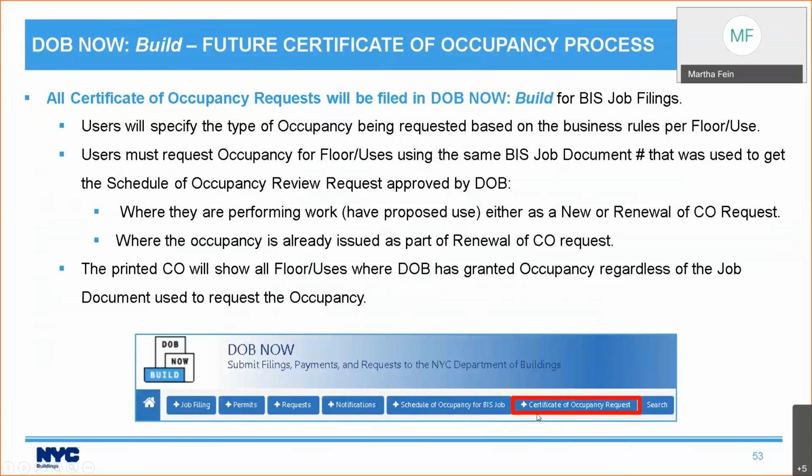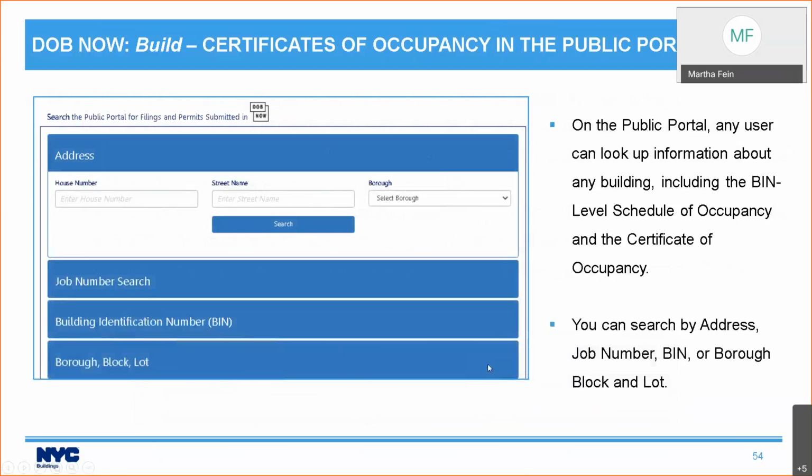And what you will be asking for depends on what exists on the Schedule of Occupancy, whether you're doing a new or a renewal of a certificate of occupancy. When you go to print the certificate of occupancy, it is in fact going to show all floor uses where DOB has granted occupancy, regardless of the job doc number used to request the occupancy. So you request it for your job, but when you print it, it shows everything that's in the building. And I'll show that to you.